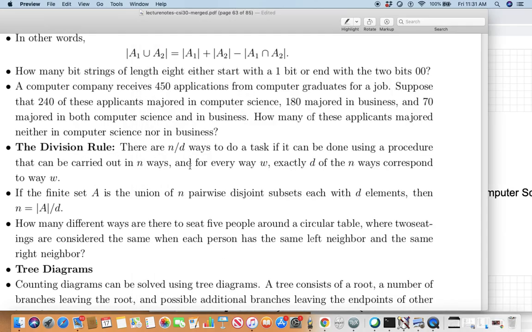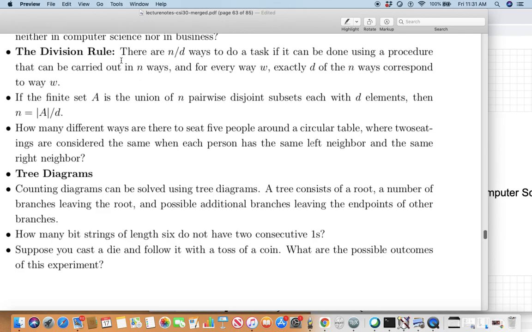Okay. Next, let's go to the division rule. There are n over d ways to do a task if it can be done using a procedure that can be carried out in n ways, and for every way W, exactly d of the n ways correspond to way W. Okay. If the finite set A is the union of n pairwise disjoint subsets, each with d elements, then n is the cardinality of A divided by d.